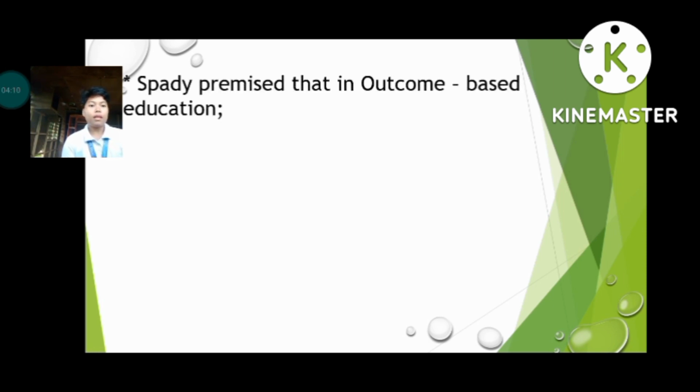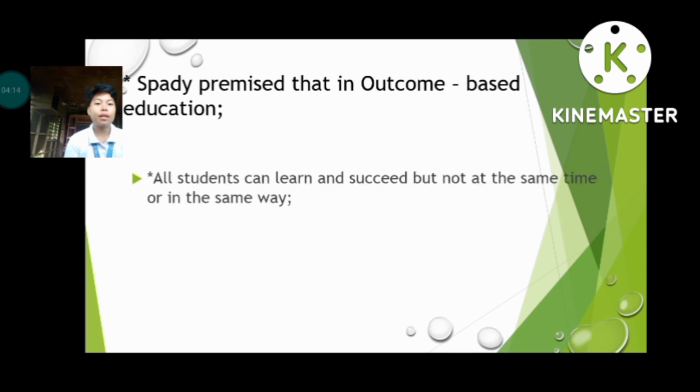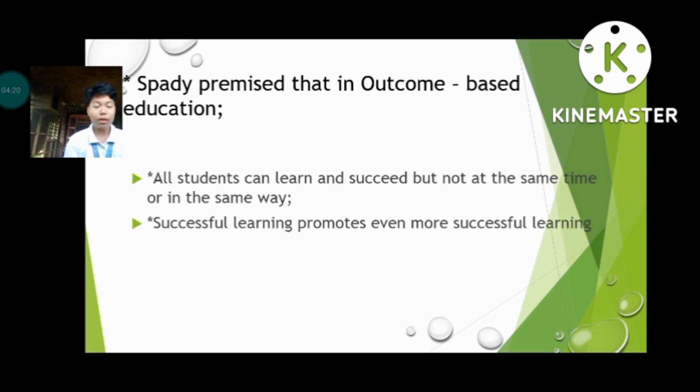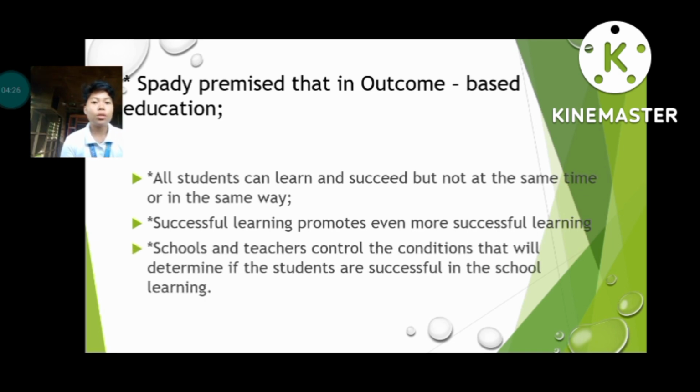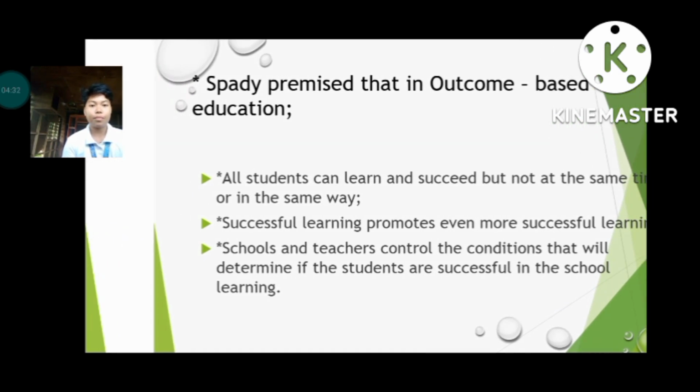Spady premises that in outcome-based education, all students can learn and succeed, but not at the same time or in the same way. Successful learning promotes even more successful learning. The school and teachers control conditions that will determine if the students are successful in school learning.